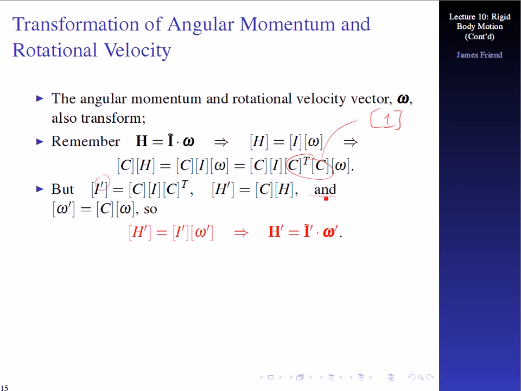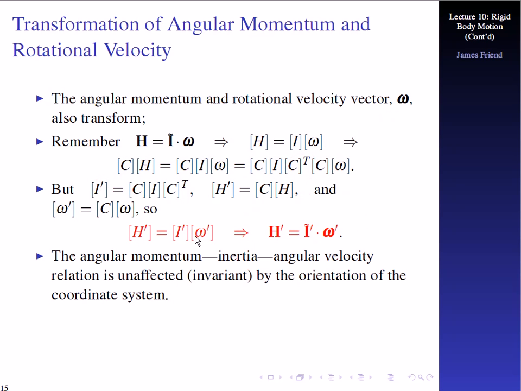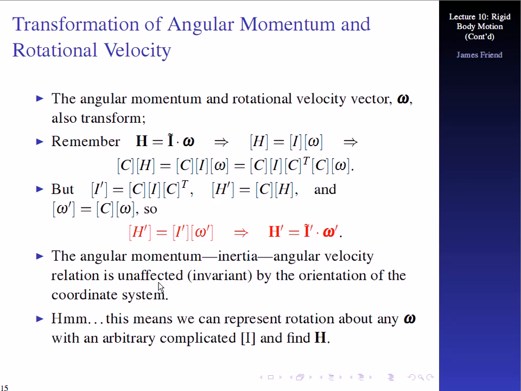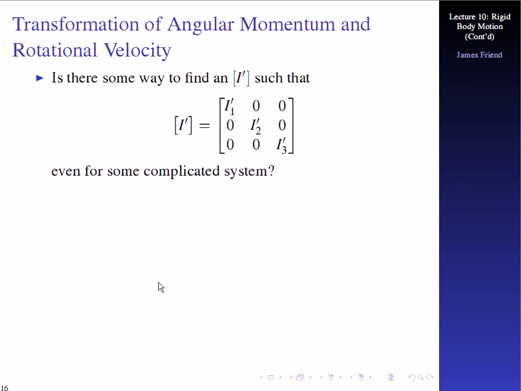And so it turns out that H prime is equal to I prime dotted with omega prime. H prime is equal to I prime times omega prime in matrix format. And so this is using our new coordinate system. The angular momentum or inertia angular velocity relationship is unaffected by the orientation of the coordinate system. That's important to remember as well. This means that we can represent rotation about any omega with an arbitrarily complicated I and then find what our angular momentum vector might be.